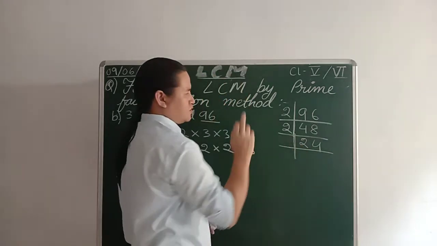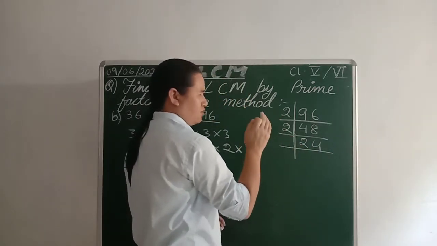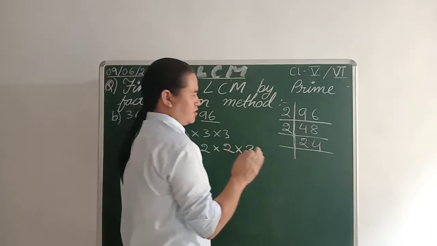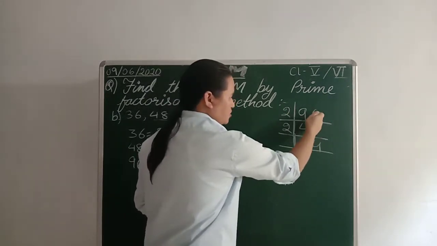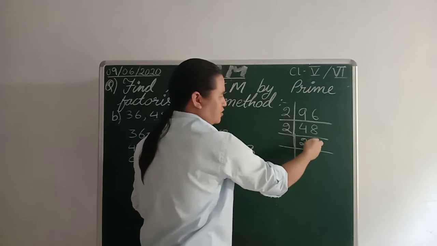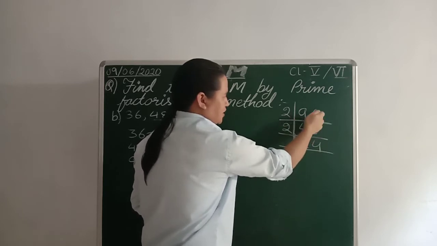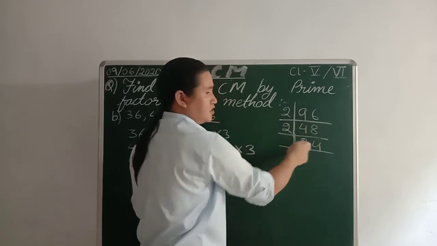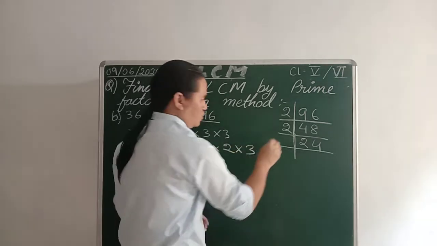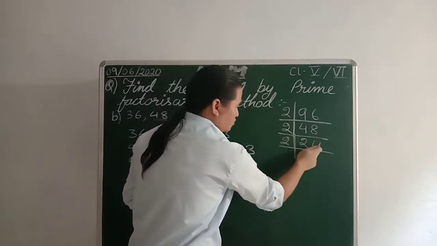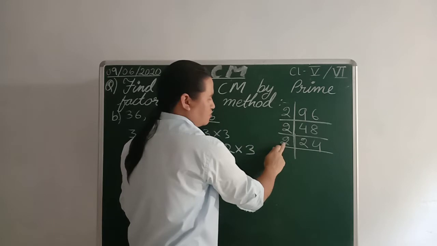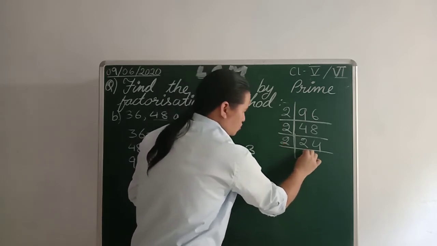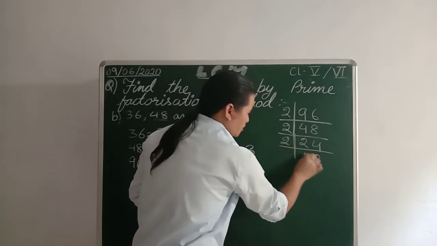Let me remind you, if you want to know whether a number is even or odd, just go through the right side number. That means the second number, not the first number. If that number is even, then you can break down by 2. So here 4 is an even number, so we can break down by 2. 2 1s are 2, 2 2s are 4.